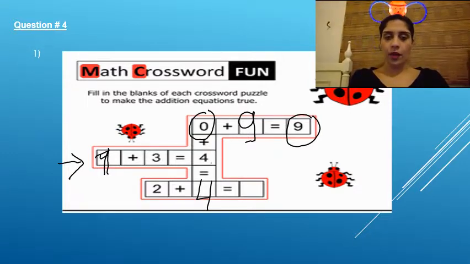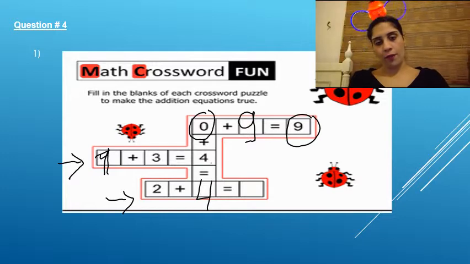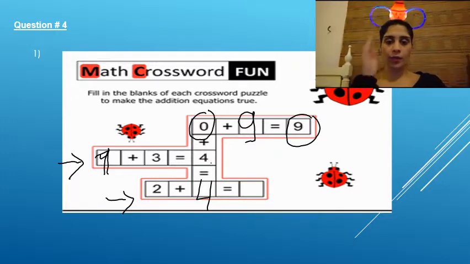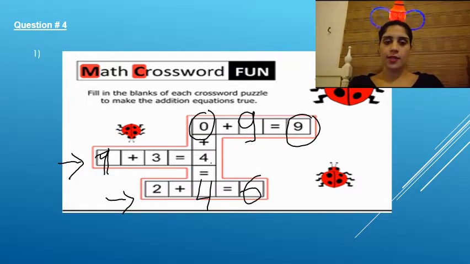Here I have now 2 plus 4. We are here now. 2 plus 4. Which one is greater? We have 4. We put 4 in our head and we continue counting on our hands. 4, 5, 6. We have to write here 6.